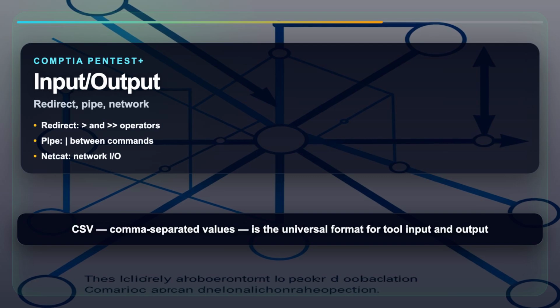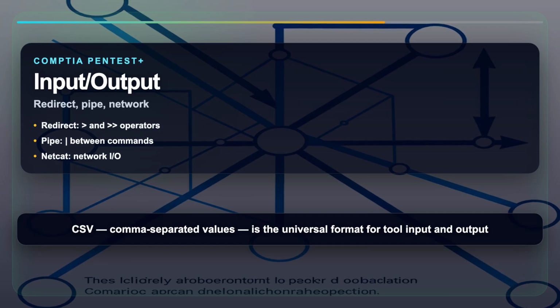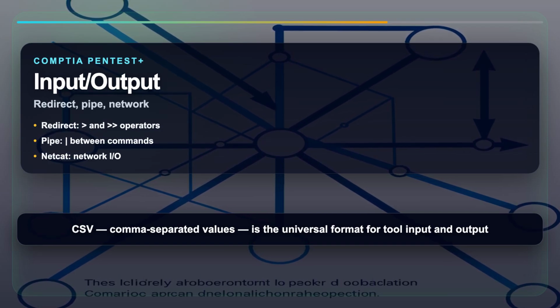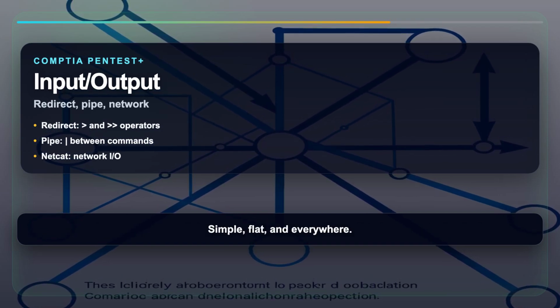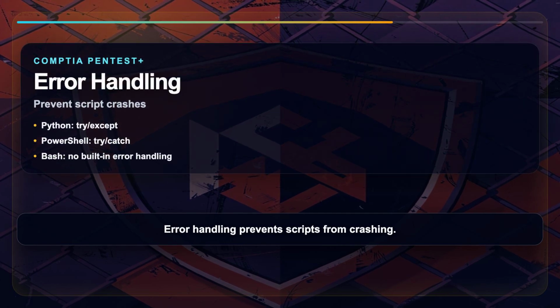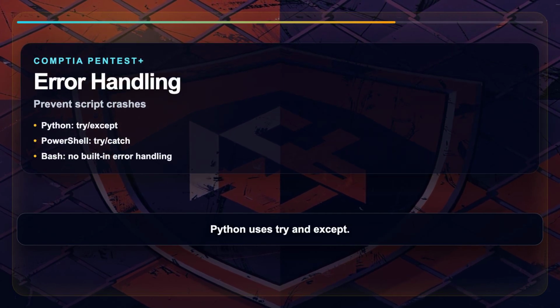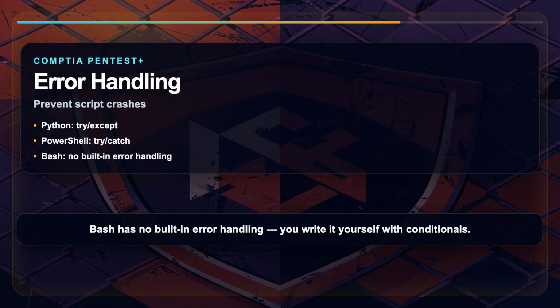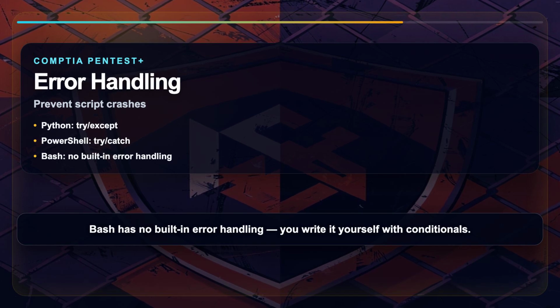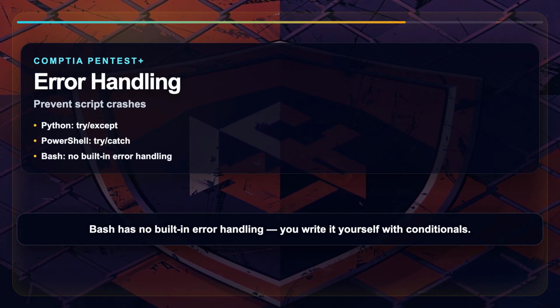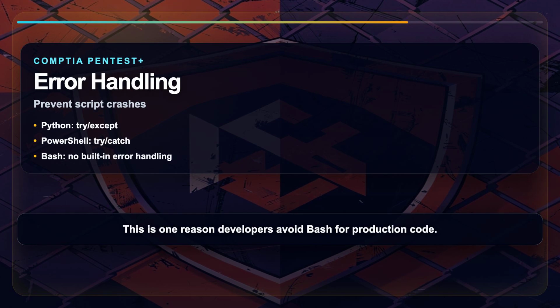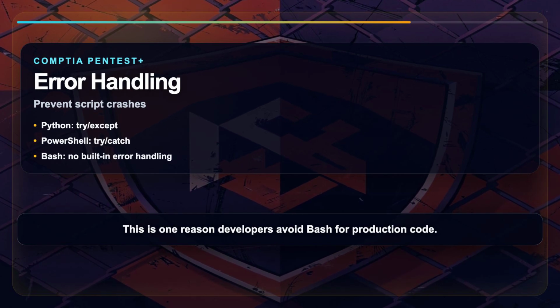CSV, comma-separated values, is the universal format for tool input and output. Simple, flat, and everywhere. Error handling prevents scripts from crashing. Python uses try and except. PowerShell uses try and catch. Bash has no built-in error handling. You write it yourself with conditionals. This is one reason developers avoid Bash for production code.